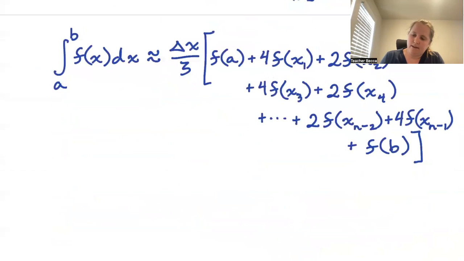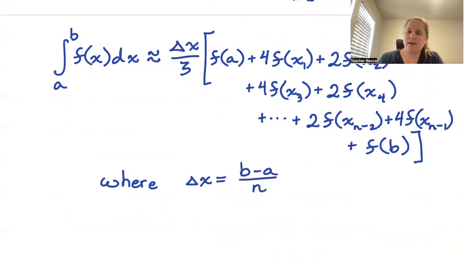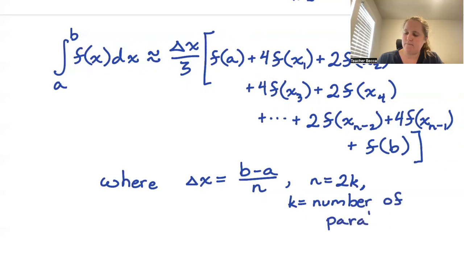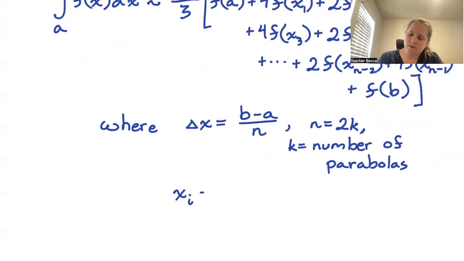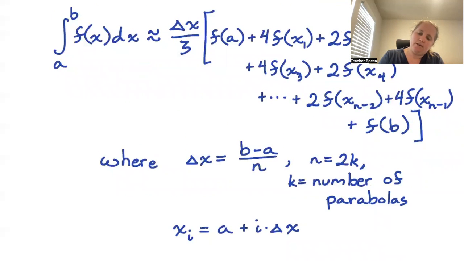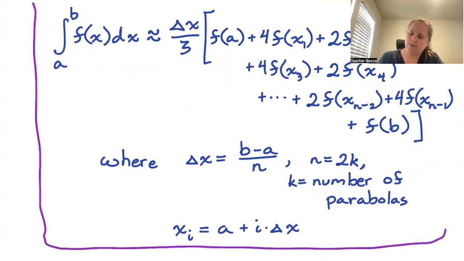Again, our delta x is (b minus a) divided by n, where n equals 2 times k, and k is the number of parabolas. Our x_i are our usual formula of a plus i times delta x. So this here is our formula for Simpson's rule.